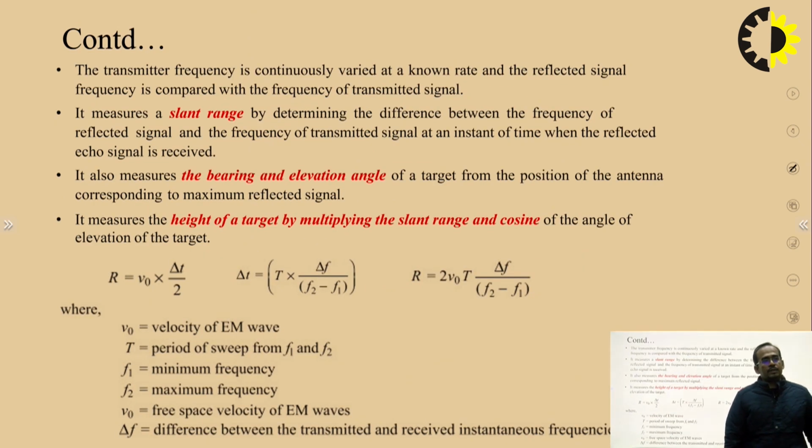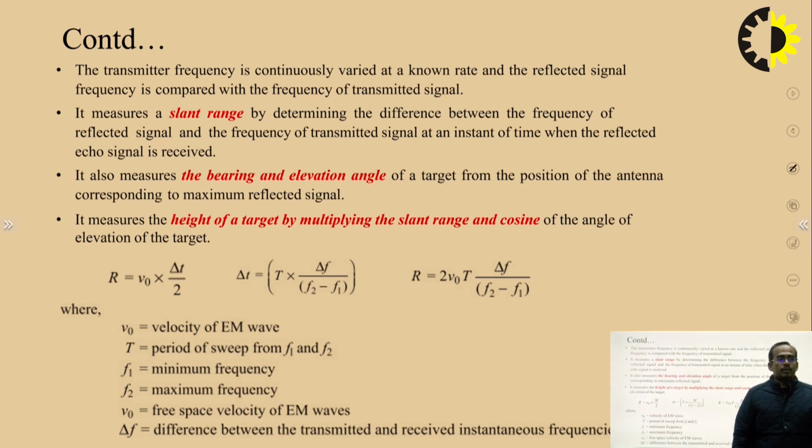The transmitter frequency is continuously varied at a known rate, and the reflected signal frequency is compared with the frequency of the transmitted signal. And it measures a slant range by determining the difference between the frequency of the reflected signal and the frequency of the transmitted signal at an instant of time when the reflected echo signal is received. It also measures the bearing and elevation angle of a target from the position of the antenna corresponding to maximum reflected signals. So we can measure the height of the target by multiplying the slant range and cosine.